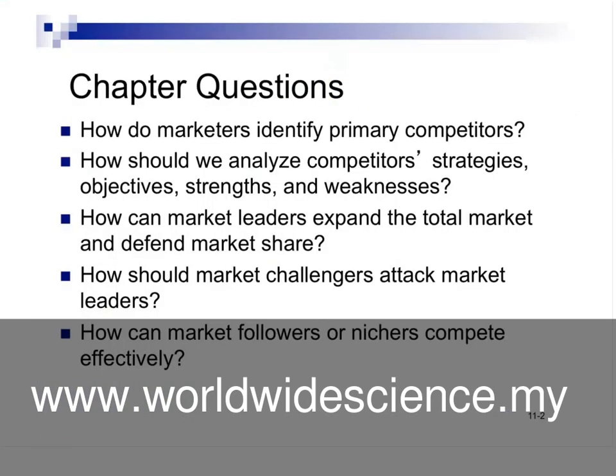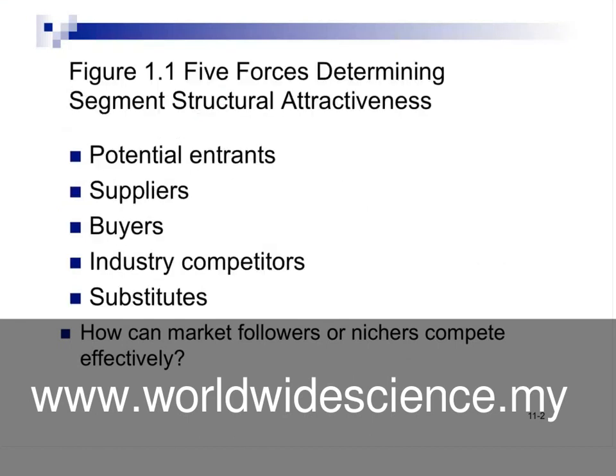Okay. So what are the chapter questions? How do marketeers identify primary competitors? How should we analyze competitors' strategies, objectives, strengths, and weaknesses? How can a market leader expand the total market and defend market share? How should market challengers attack market leaders? And how can market followers or niches compete effectively? So basically, it's all about competition. What are the factors involved? How do we go about it? And how do we compete?